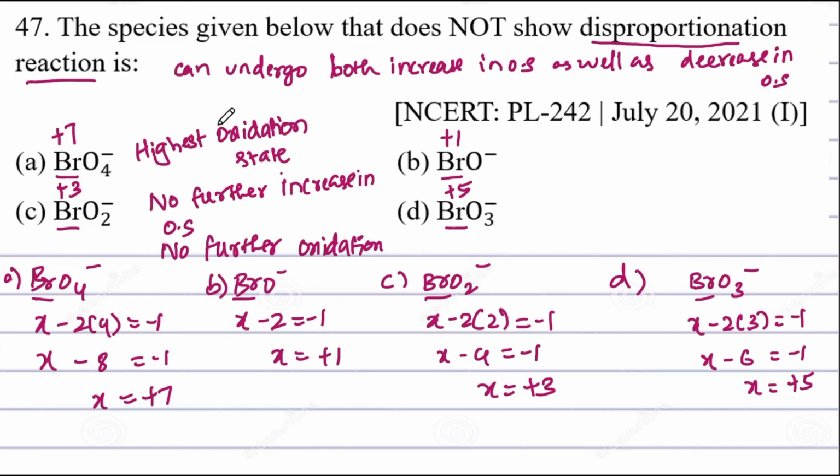Why? Because in disproportionation reaction, the species should undergo both oxidation and reduction. But in the first species, bromine is already present in the highest oxidation state. So there is no further increase in oxidation state. It means there is no further oxidation. So the correct option is option A, because here they are asking which does not show the disproportionation reaction. So the correct option is option A.